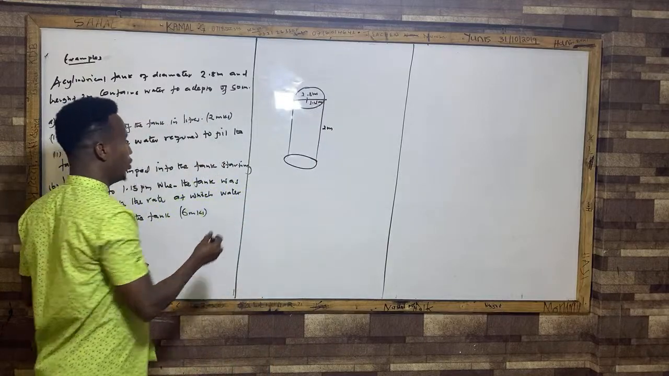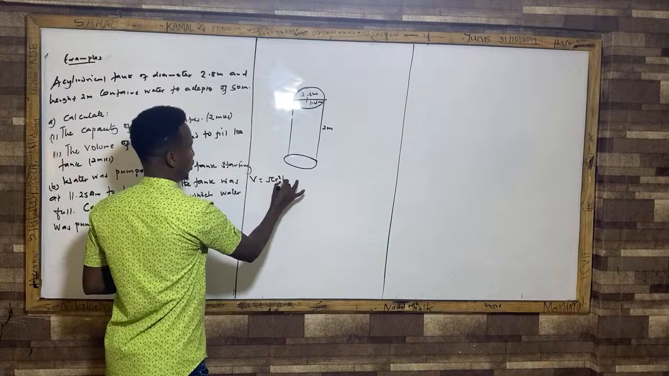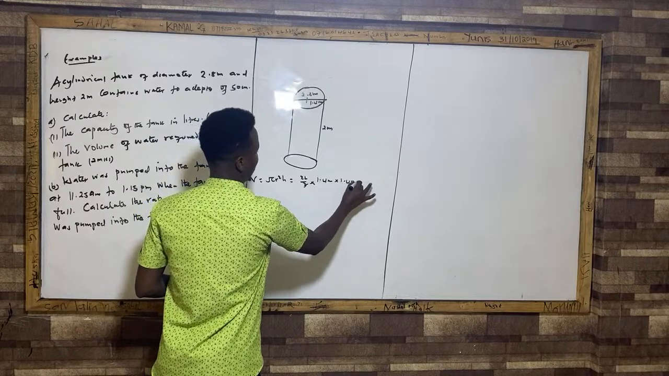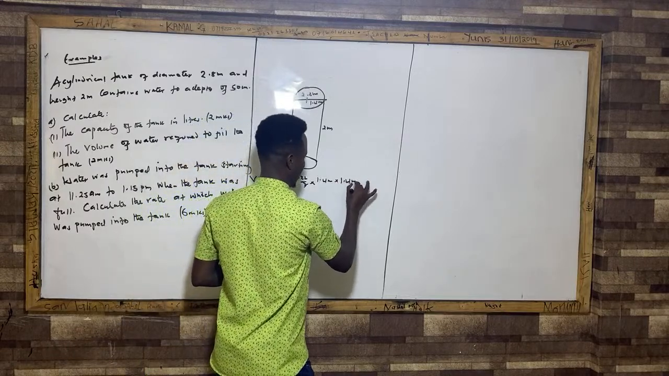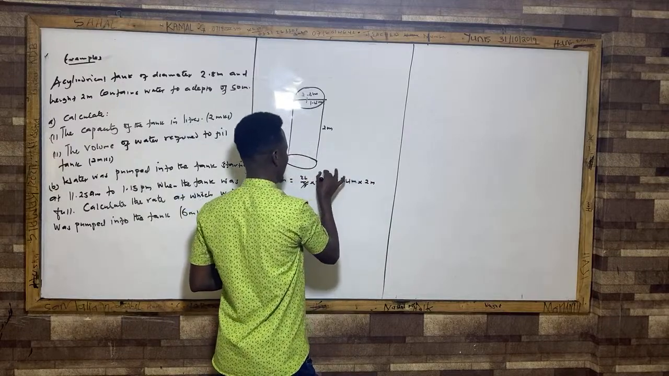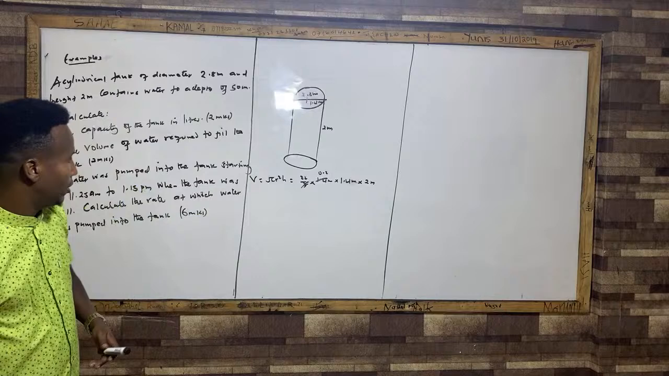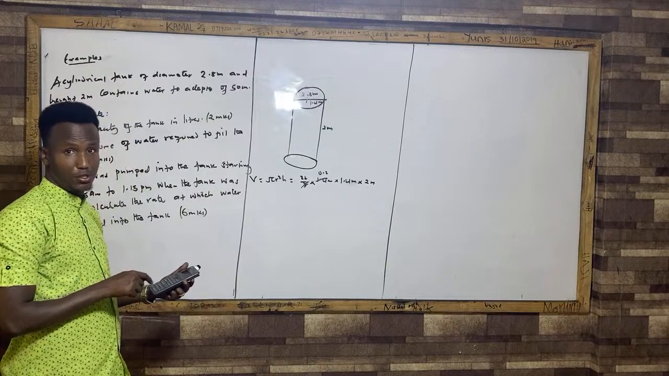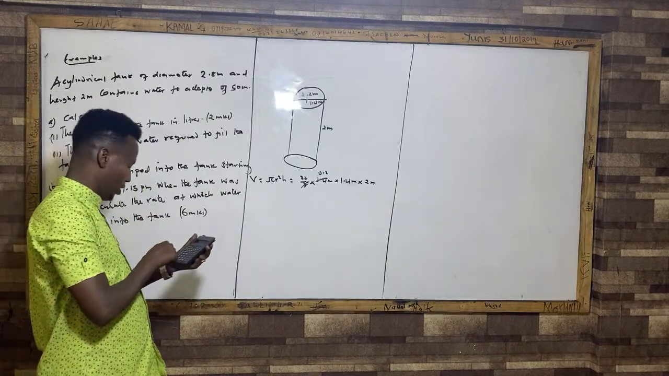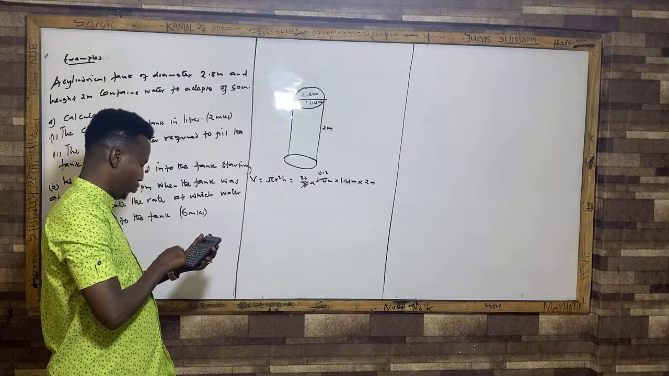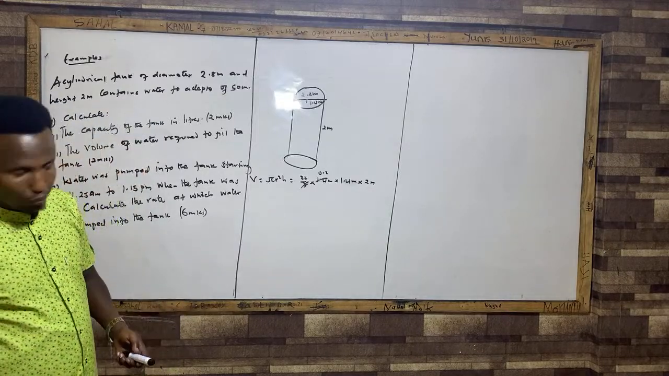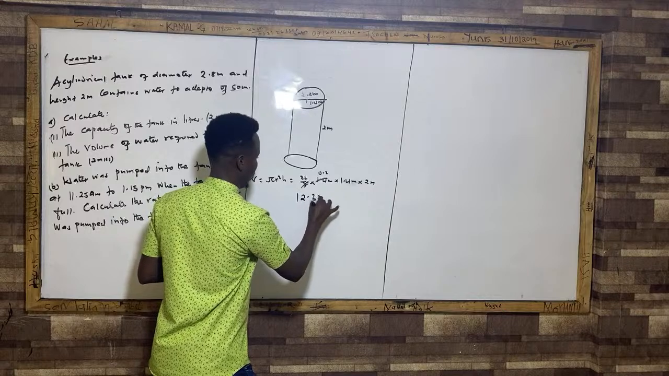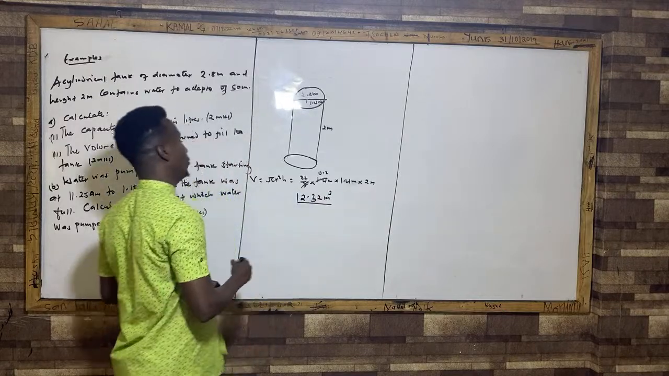I know that volume is equal to pi r squared h. That is pi times r squared, r is 1.4, don't forget, times h, which is 2 meters. So we'll have 22 over 7 times 1.4 times 1.4 times 2. That is 12.32 meter cubic. That is the volume of the cylinder, okay?